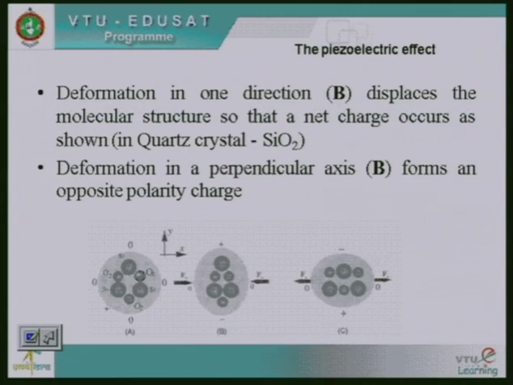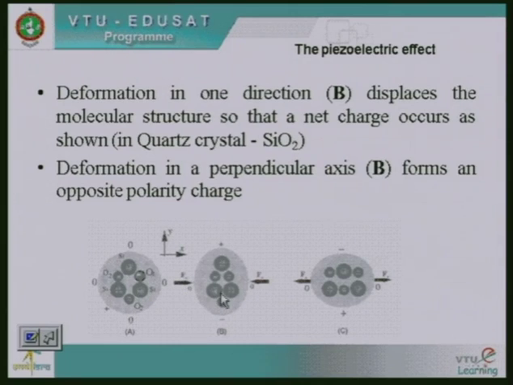Now let us see how this works. We have taken silicon dioxide here, which has silicon atoms plus oxygen atoms. Deformation in one direction displaces the molecular structure so that a net charge occurs, as shown. If you see here, it's a silicon dioxide molecule, and the voltage across it is now going to be 0.